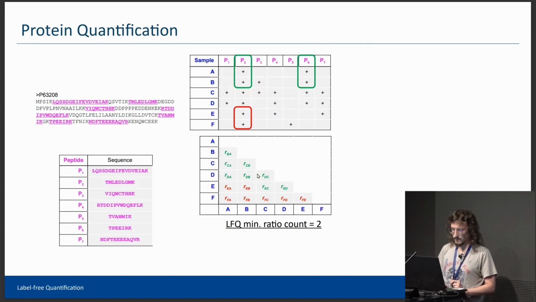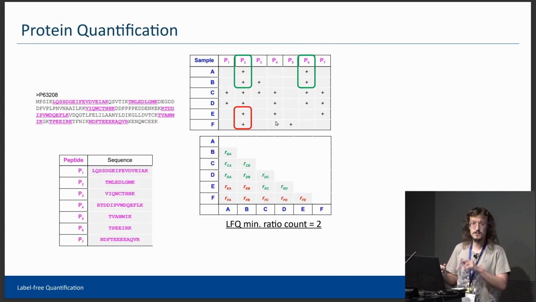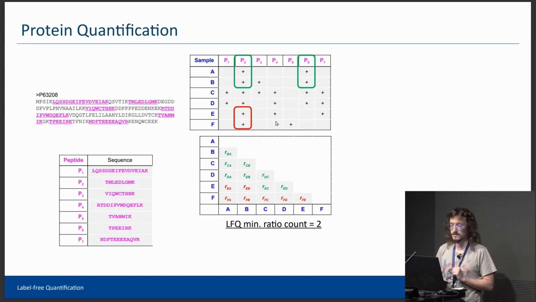And here we have all these green ratios that can be calculated because they have at least 2 of the same peptides. But if we then consider sample E and sample F, they don't have the same. They only have these peptides in common, but the others are not. So you don't calculate the ratio there. In this case, you will say this particular protein has been identified, but will not be used for the quantification between the 2 samples.